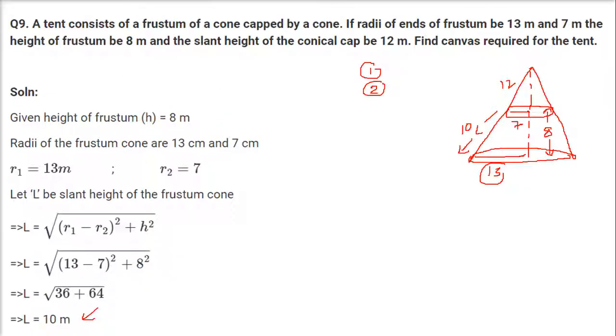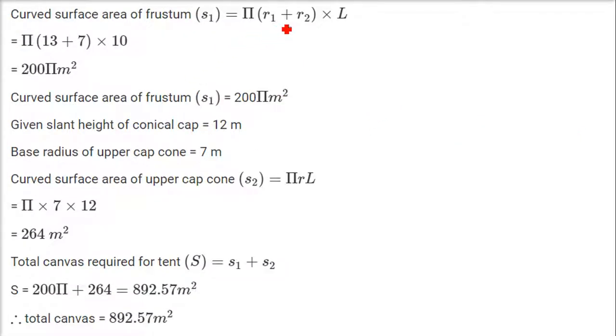Now, it is already given that the cone slant height is given. So the surface area of this cone will be pi into R into L. We already know the radius, so 7 is there. We already know the slant height, so 12 is there. And what is the surface area of this frustum? It will be pi into (R1 plus R2) into L. This is 13, this is 7, and this is 10.